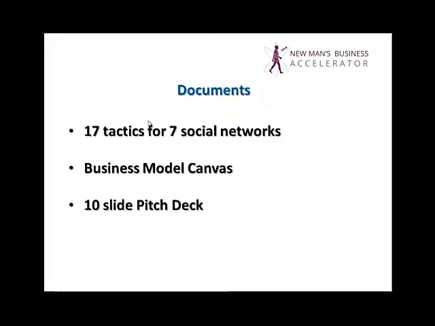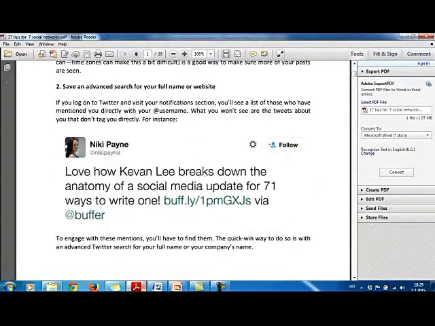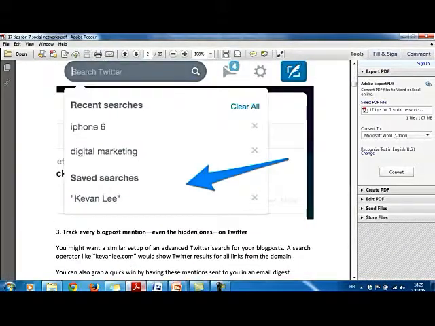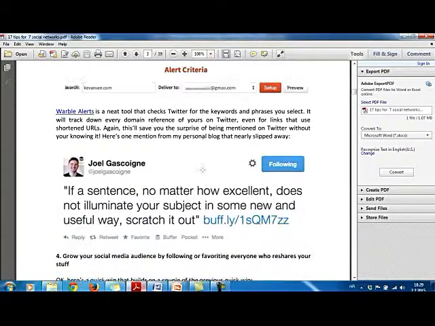And also what I want to share with you today is in my email, which I usually send tomorrow with the replay of this workshop. You will get 17 tactics for 7 social networks. It's a simple PDF that I made for you. It looks like this. Think about it for your products.